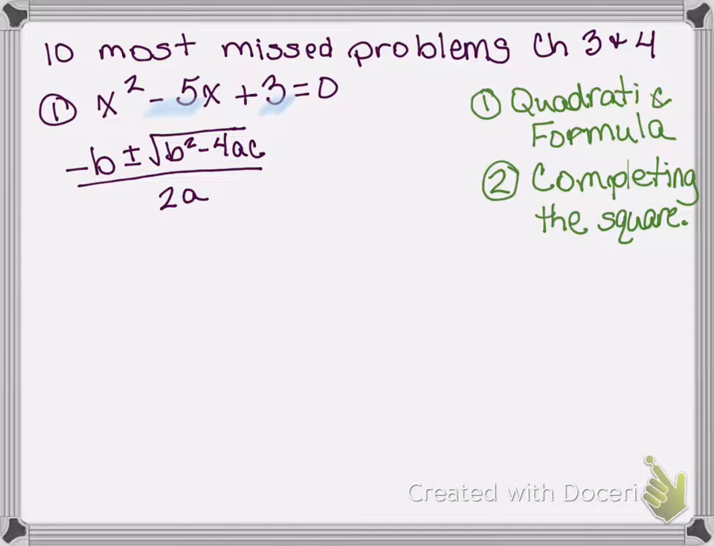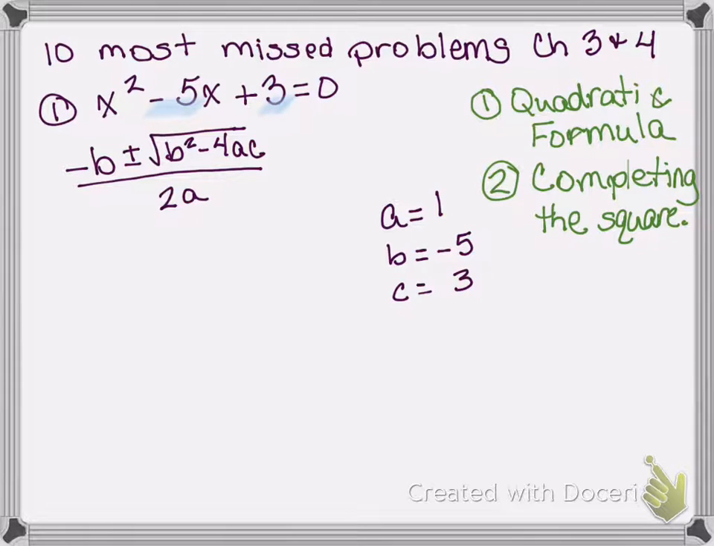Now our quadratic, x squared minus 5x plus 3 equals 0, is already in standard form. So I am going to identify my A, my B, and my C here. My A is 1. That's the coefficient that goes with the x squared. My B is negative 5. That is the coefficient that is with the x. And my 3 is my constant. That is just the standalone number that's not with anything raised to a power.